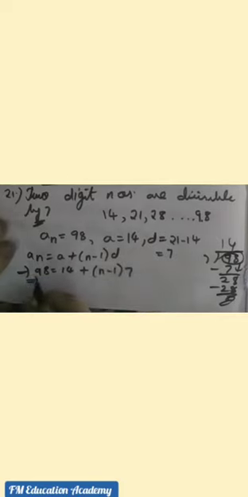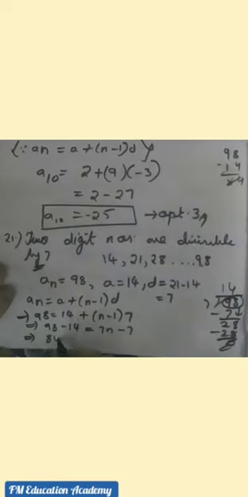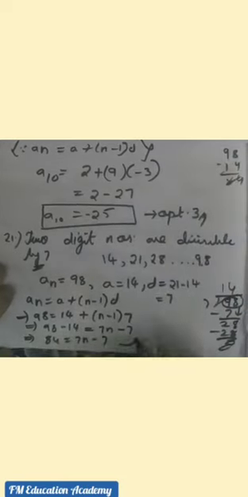How to do it? 98 as it is, plus 14 if it comes this side, minus 14, is equal to 7 into n, is 7n, minus 7 into 1 is minus 7. Now what do we have? What is 98 minus 14? 98 minus 14 is 84. So 84 is equal to 7n minus 7.